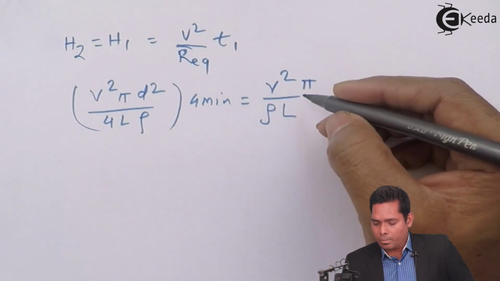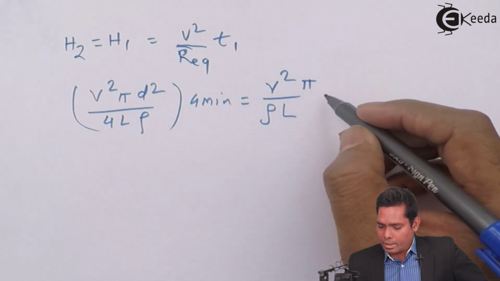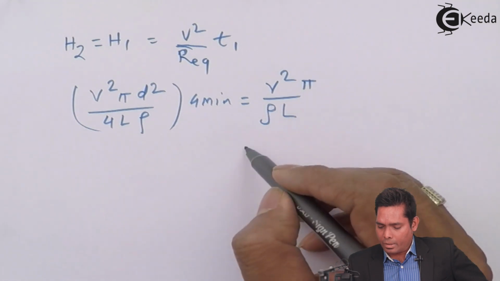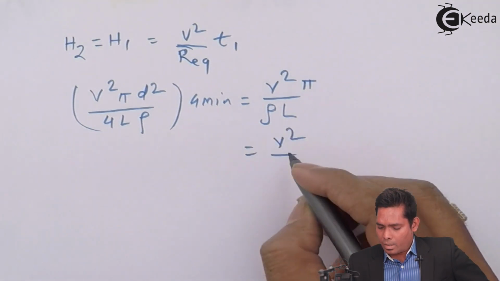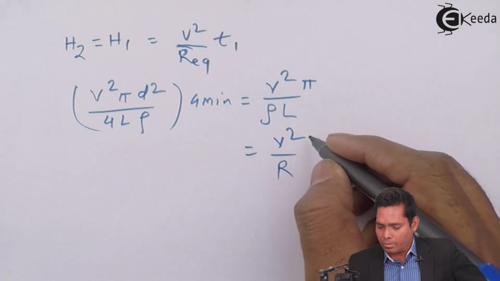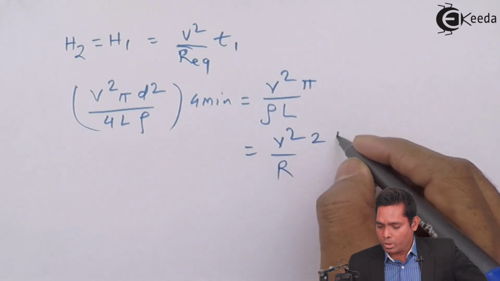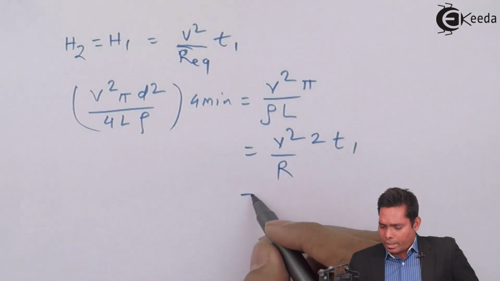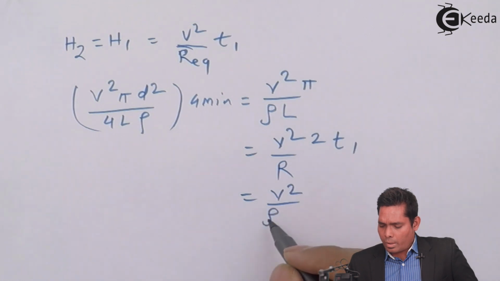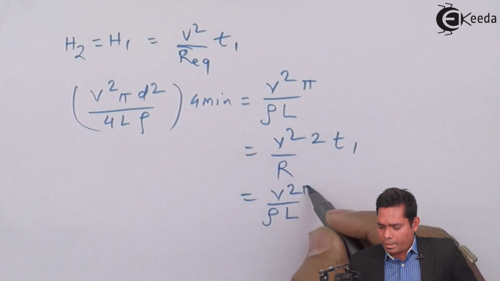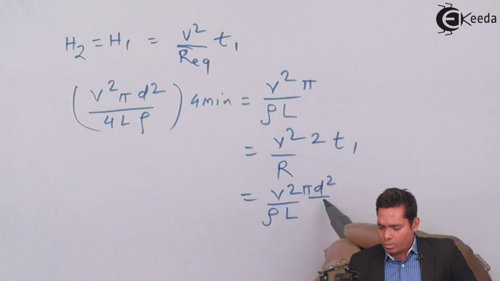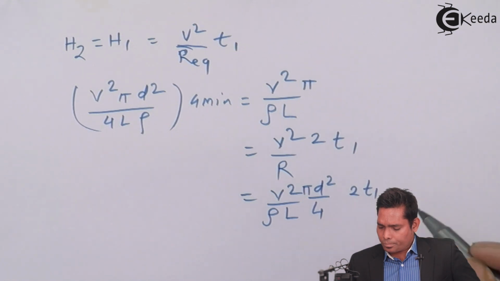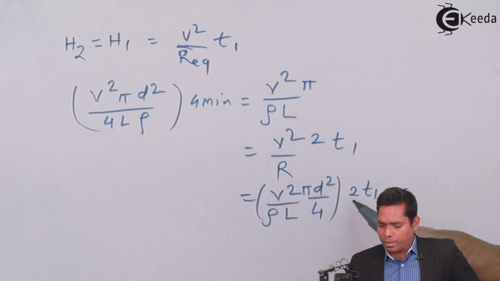Instead of this, I will write directly from here: V square by R by 2. This is R equivalent, which is R by 2, into T1. You can write directly like this. Now R you can write again as rho L by A, that is pi d square by 4, and this 2T1 is there. So this I have written, and 2T1 is written.